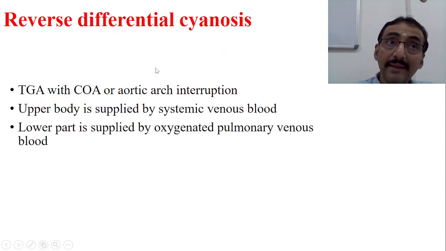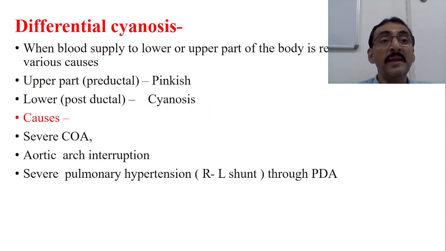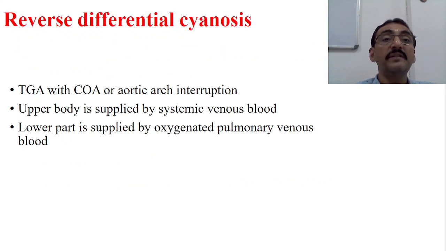Another is reverse differential cyanosis. Transposition of the great vessels with coarctation of the aorta or aortic arch interruption: the upper body is supplied by systemic venous blood, and the lower part is supplied by oxygenated pulmonary venous blood. So this leads to reverse differential cyanosis, exactly opposite to differential cyanosis. In differential cyanosis, the upper part is normal and the lower part is cyanosed. Whereas in reverse differential cyanosis, the lower part is supplied by oxygenated blood, whereas the upper part is supplied by systemic venous blood. The upper part has cyanosis and the lower part is normal.